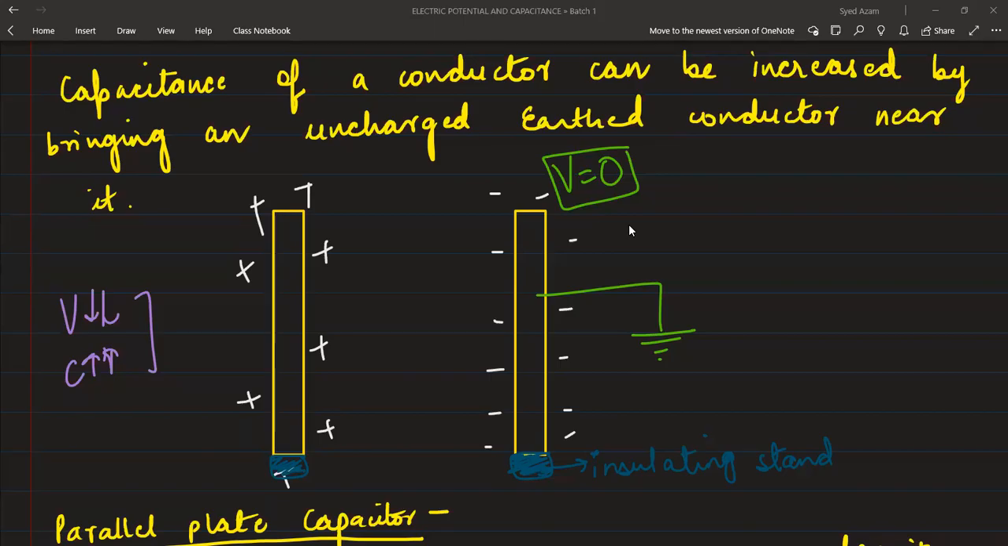Okay, so this is the principle of a capacitor: the capacitance of a conductor can be increased if you bring an uncharged earthed conductor near it. Uncharged earthed conductor means you are making its potential zero. Least potential means lots of capacitance. Is this clear to you?